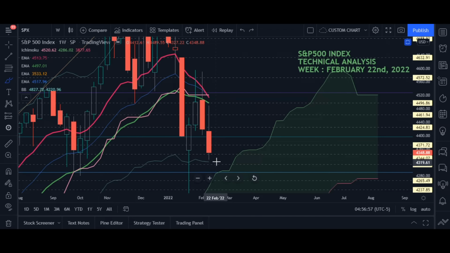First come the Bollinger Bands. This is the lower band of the Bollinger Band, and there comes the median of the Bollinger Band. The market is in between the lower band and the median of the Bollinger Band, which means the market is bearish.